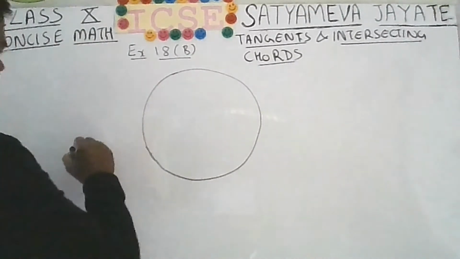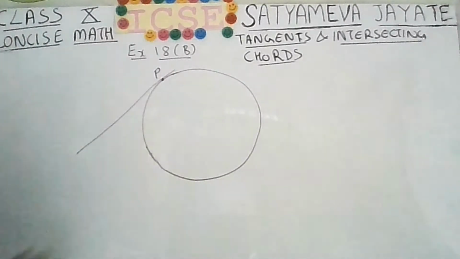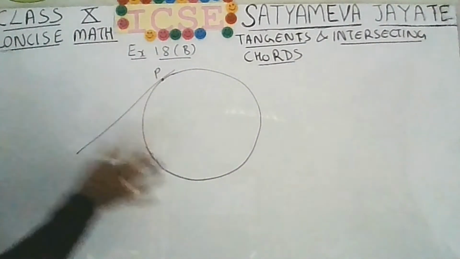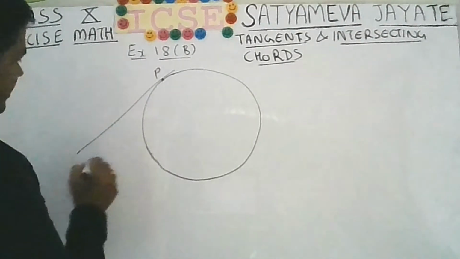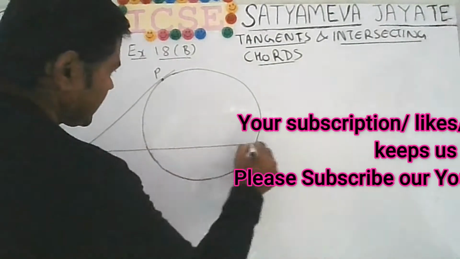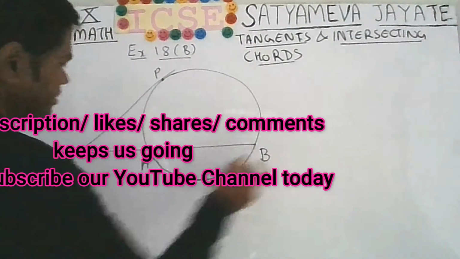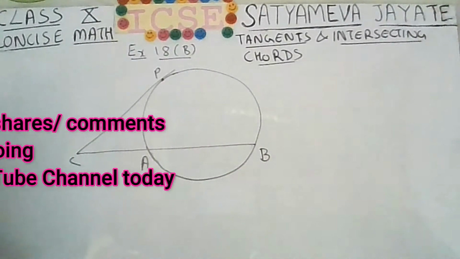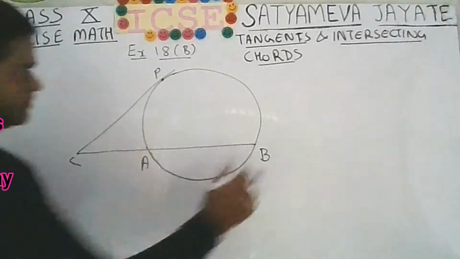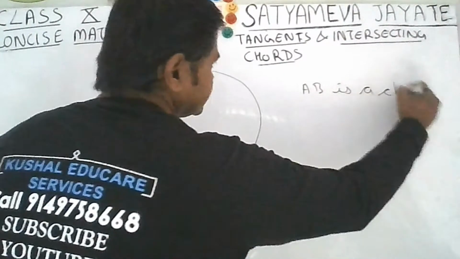This is your tangent. Let us take this point. This is point P. Okay, so I have drawn a tangent to a circle, and this is our chord. So this is point A, this is point B. Let us call this point C. So what you can see is that AB is a chord. Okay, AB is a chord.